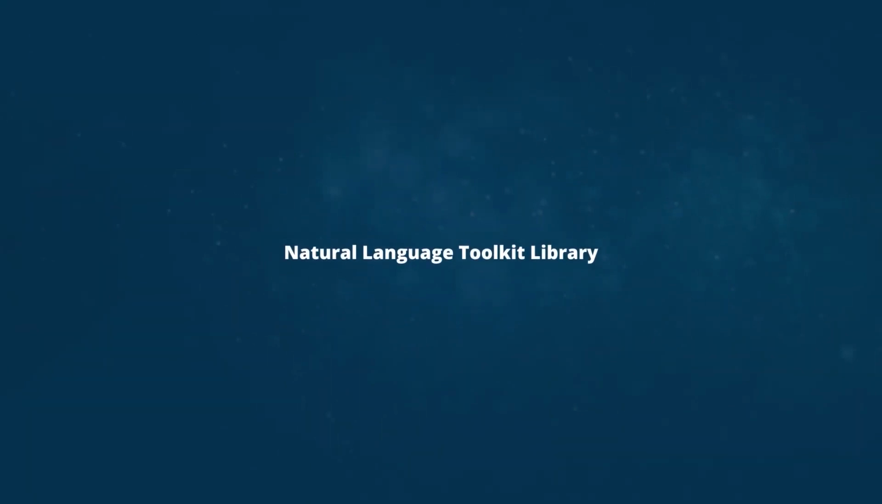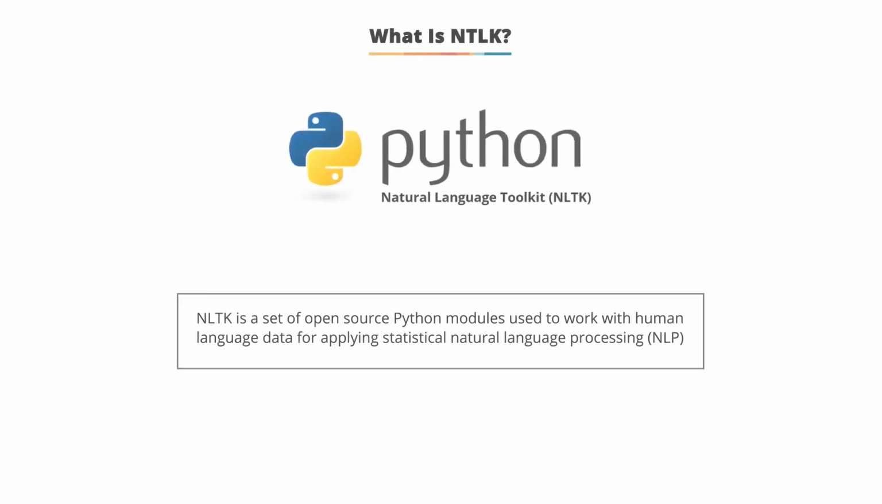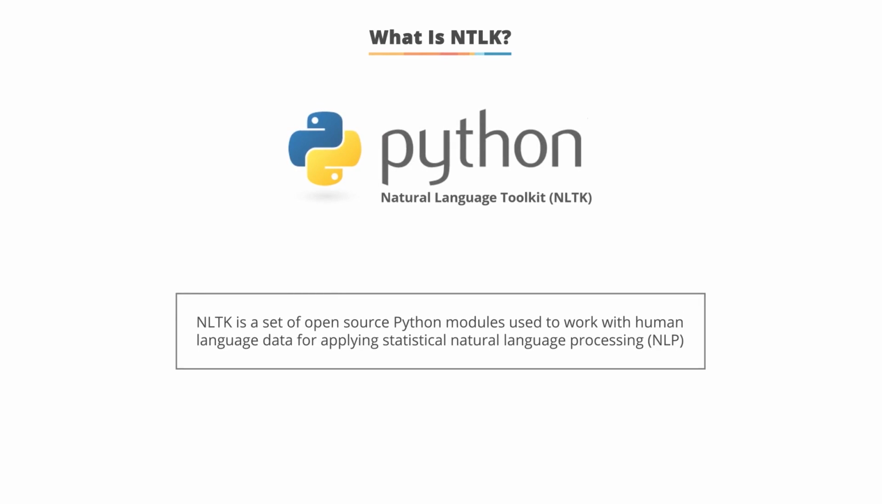Let's look at Natural Language Toolkit Library in detail. Natural Language Toolkit is a set of open-source Python modules that are used to apply statistical natural language processing on human language data. Let's see how you can do environment setup of NLTK.